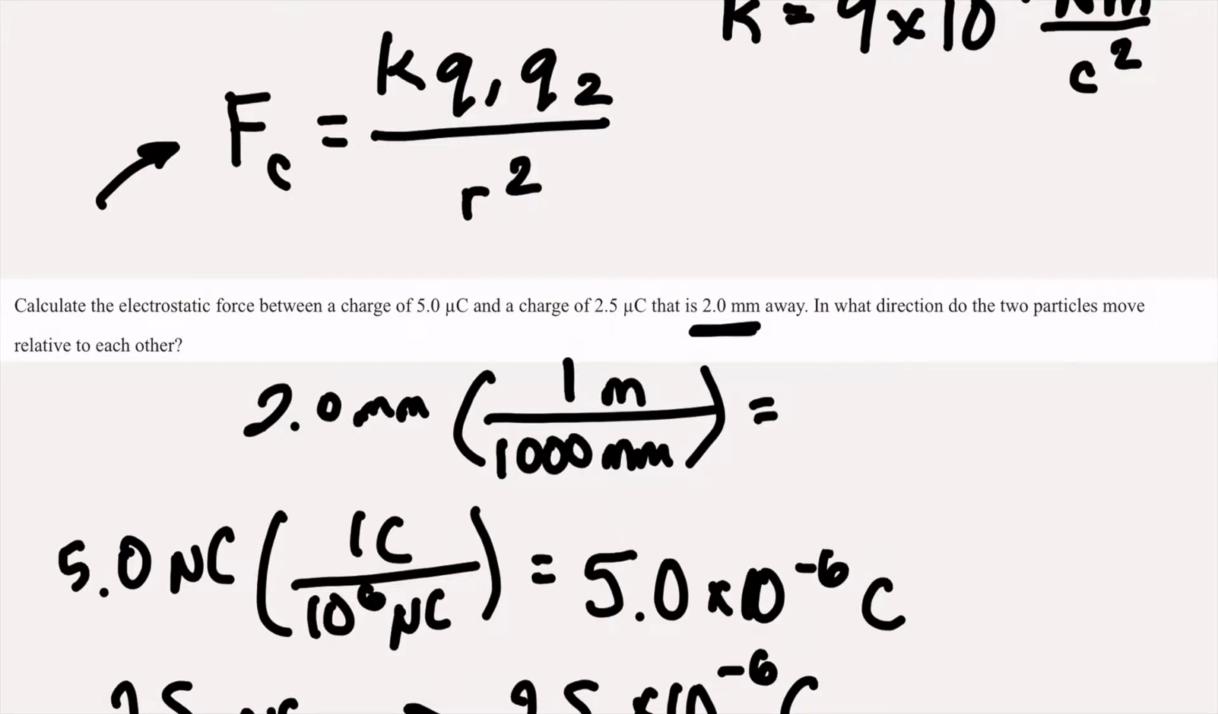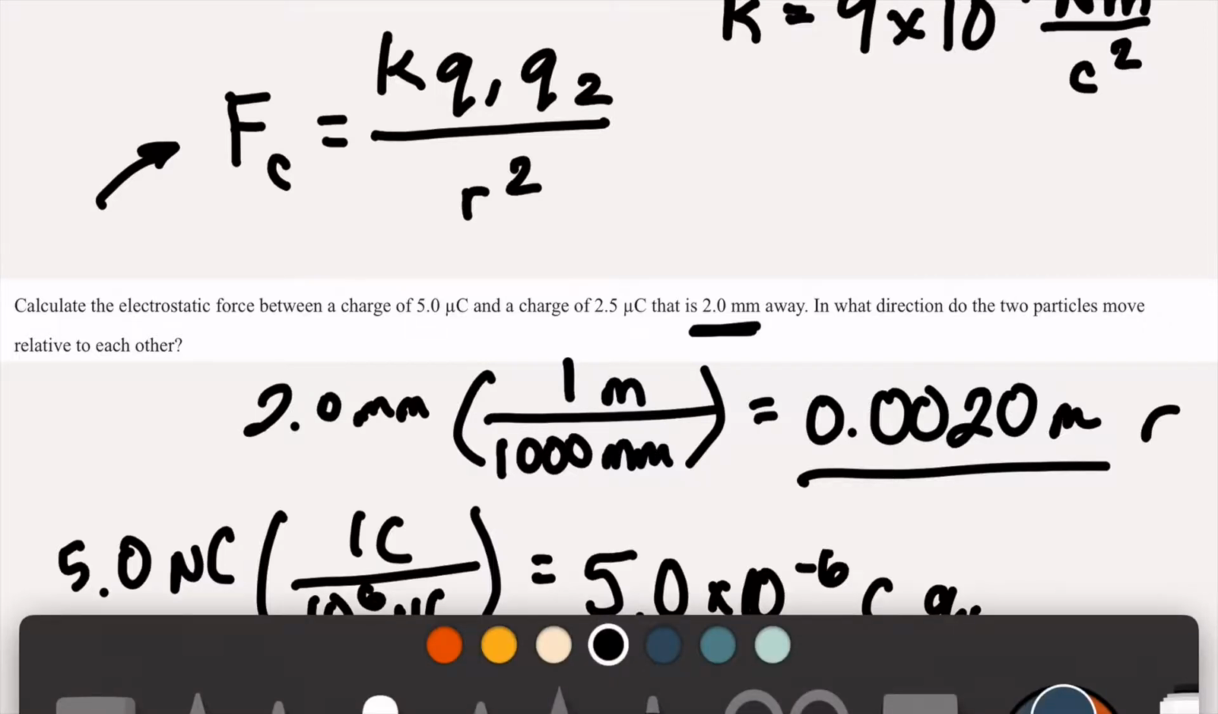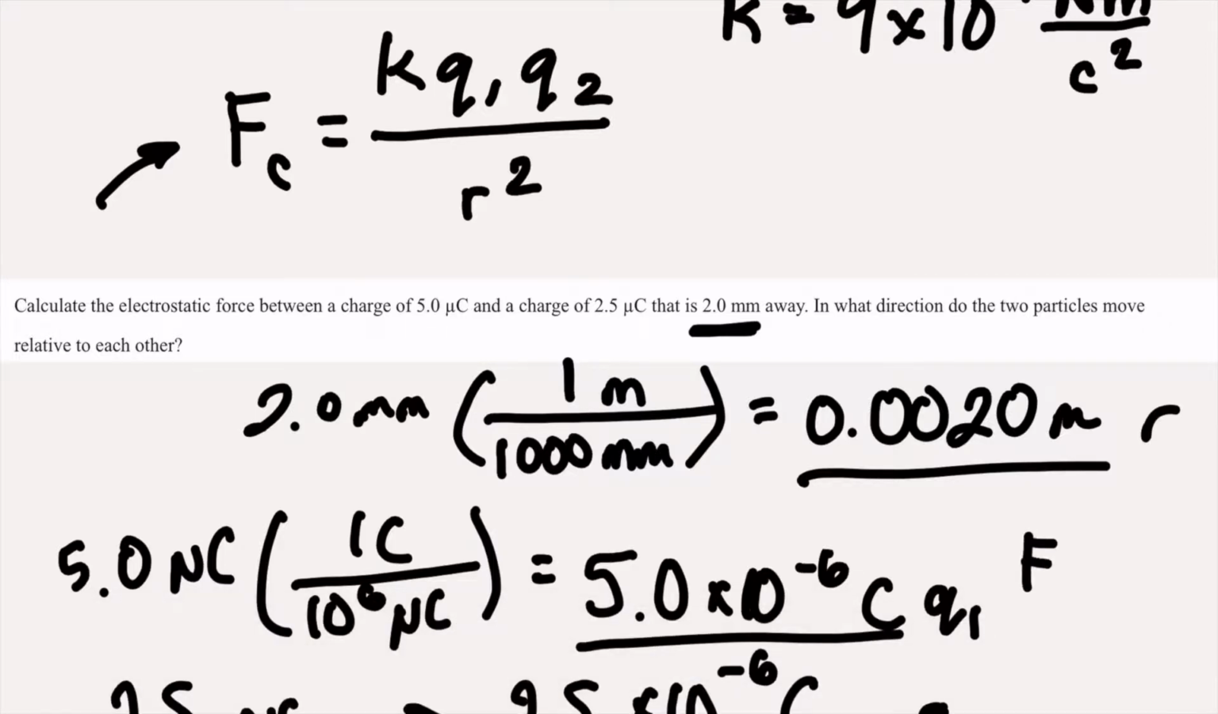Okay? So we are going to get 0.0020 meters, okay? Now we enter these values into a calculator. This is Q1, this is Q2, this is R. Make sure to square it, okay? That's very important. A lot of people forget that. And you should get that FC is equal to 56 newtons.